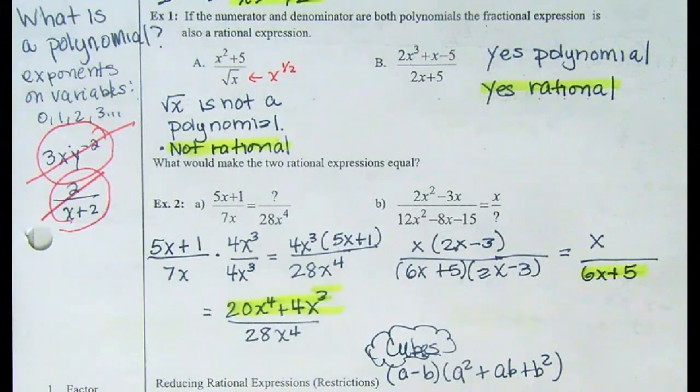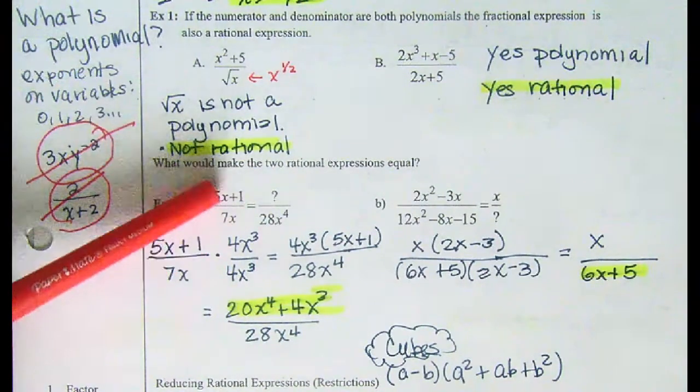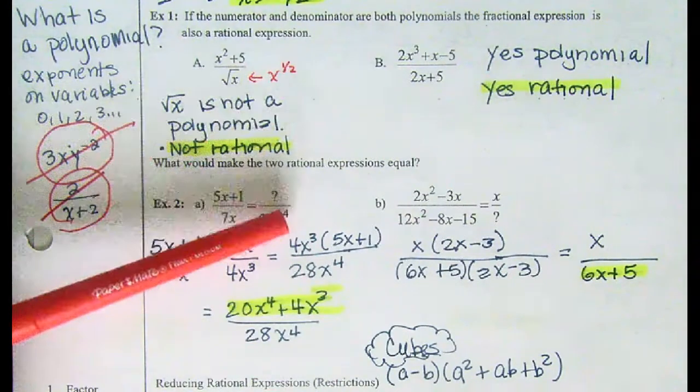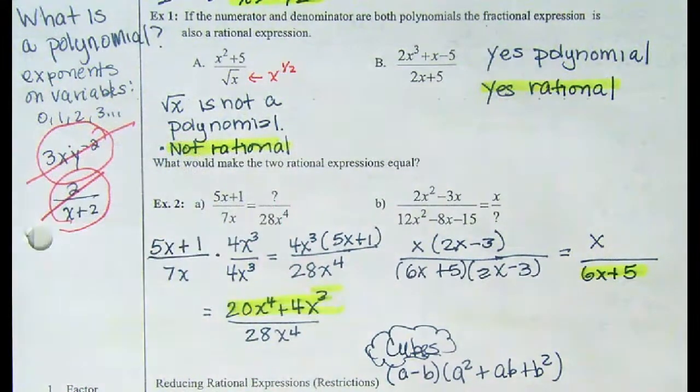Looking at example 2, we're just trying to make the two sides equal. So if you look at this fraction, we want it to be proportional to this fraction, which means we have to figure out what to put in for the question mark.